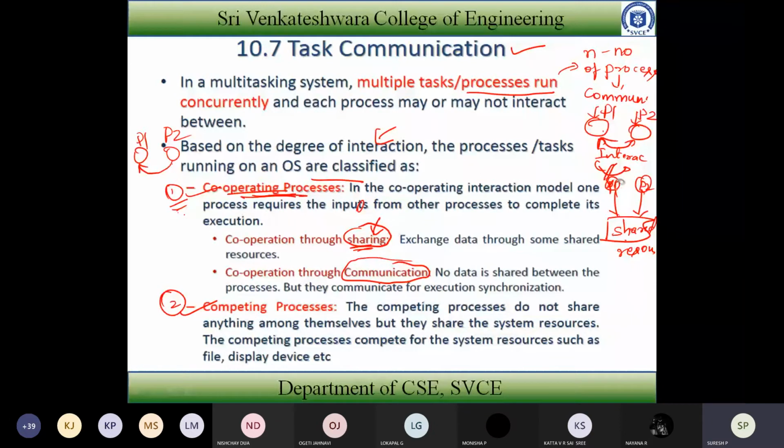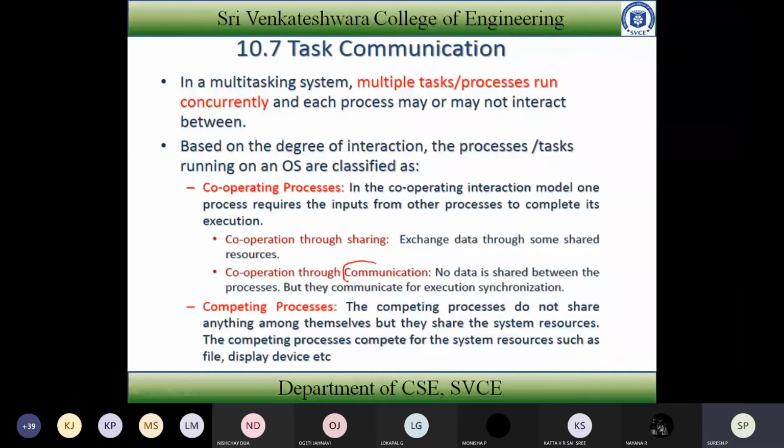Similarly, the second type is cooperation through communication. With respect to cooperation through communication, we don't have any shared data. No shared resource will be there, and no data is shared between the processes here. But the communication will be done for execution synchronization. Here the communication has to be established with the help of synchronization.